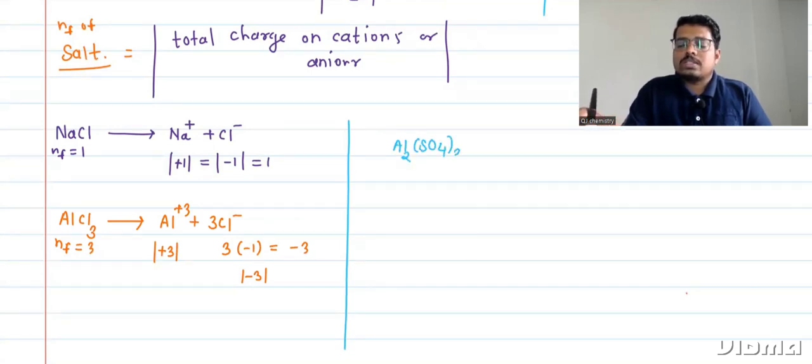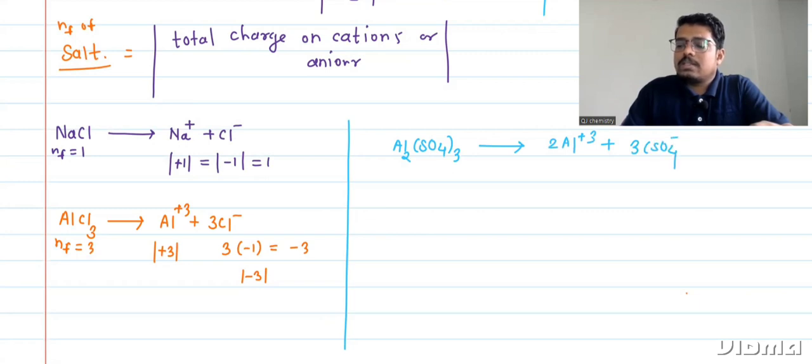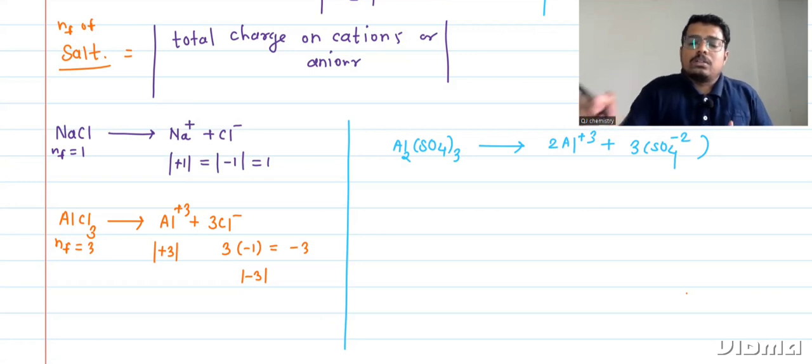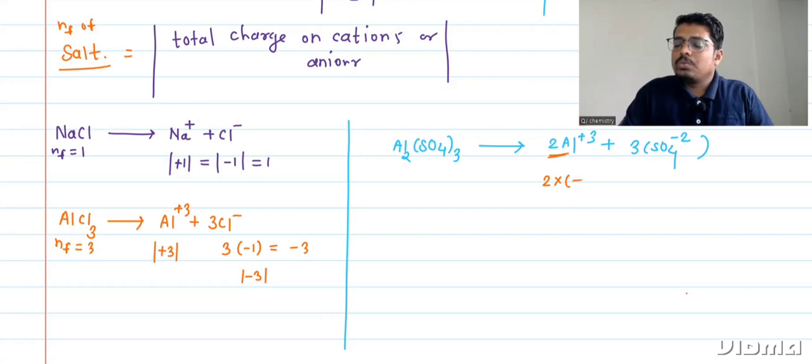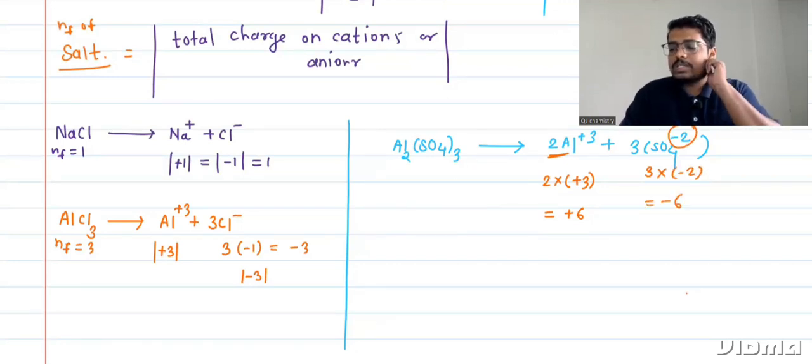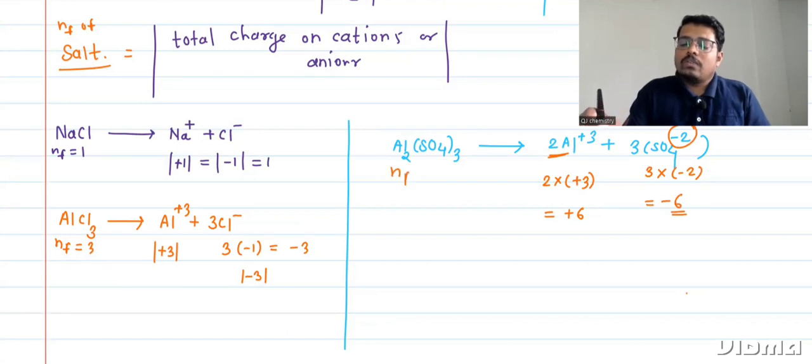Al2(SO4)3, aluminium sulfate. Aluminium sulfate on dissociation gives 2Al³⁺ ions plus 3 sulfate ions. So here, find the total charge: 2 into +3 is +6, and the total charge on anion is 3 into -2, which is equal to -6. So the n factor of aluminium sulfate is equal to 6.